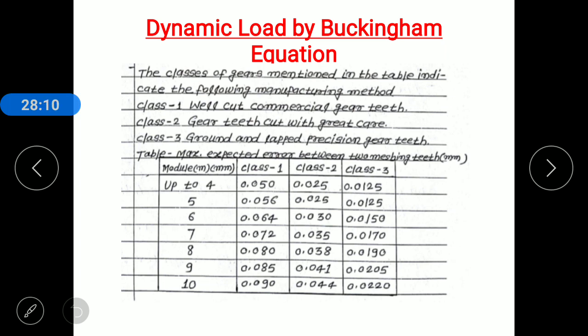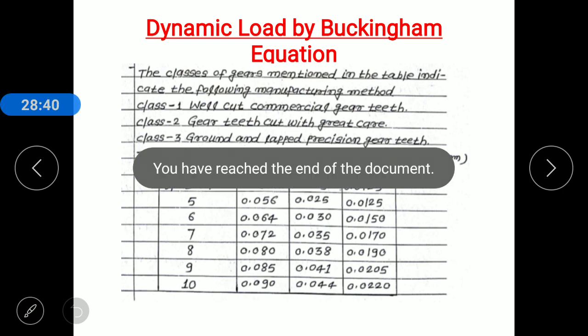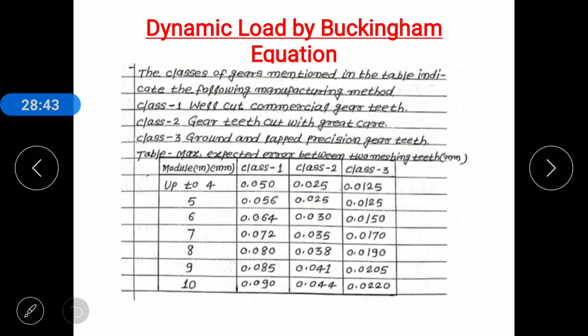If the module is 4 and the gear is made of class 1, we directly take the total error between pinion and gear as 0.050. If it is made of class 2, it is taken as 0.025, and when it is made of class 3, the total error is taken as 0.0125, directly in millimeter. The same thing is followed for the other modules and other classes. This is very important. This is the whole thing about the beam strength of bevel gear, wear strength of bevel gear, and the effective load on a gear tooth.